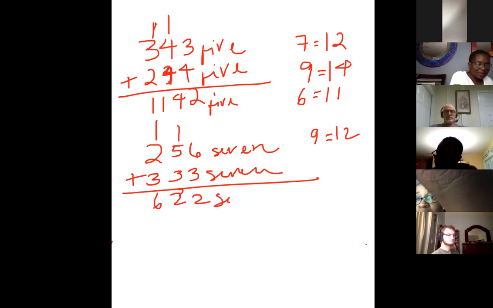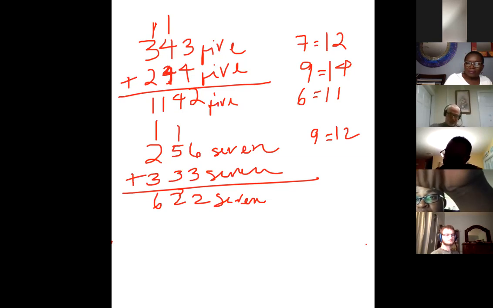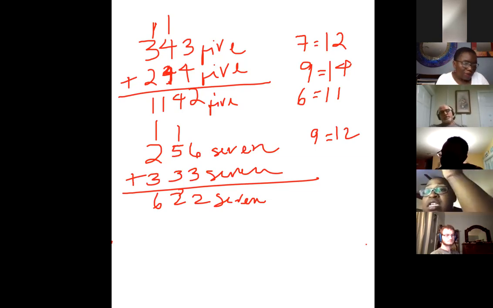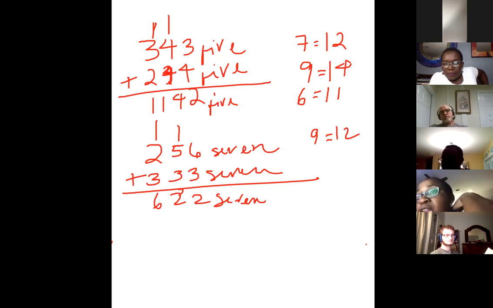And that's it. 6 is less than base 7, so we just keep it. I'm lost on the second part. I know the 6 plus 3 is 9, and then 9 goes into 12, I mean, one time.